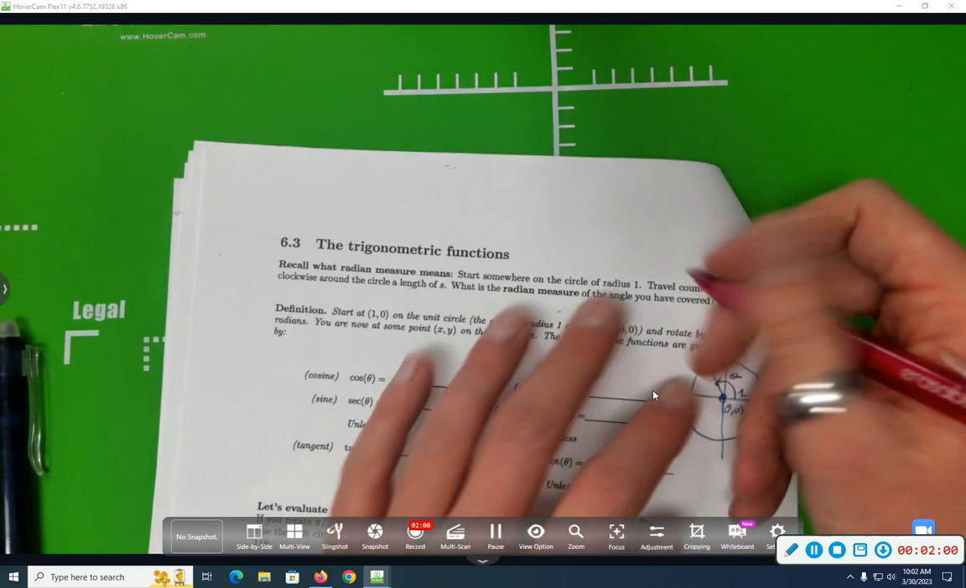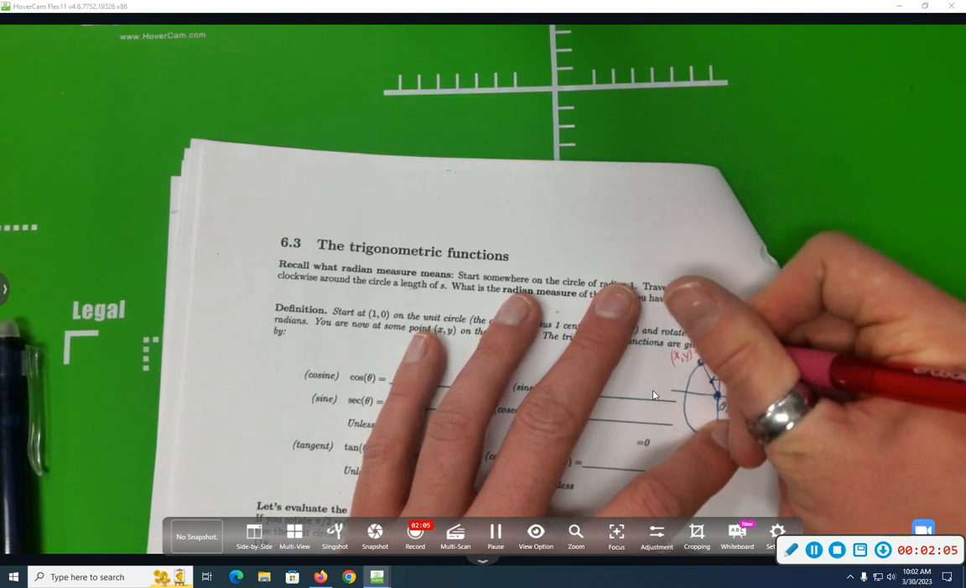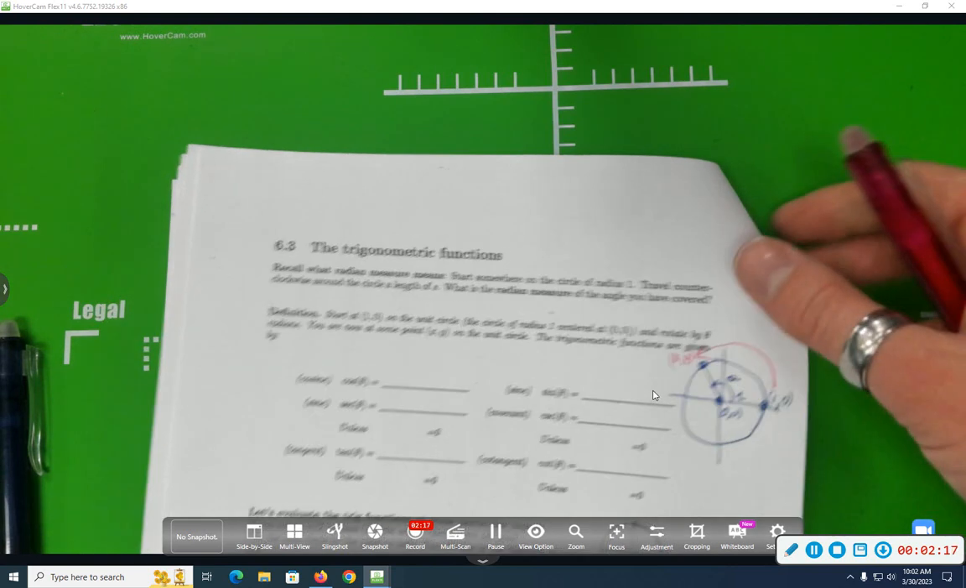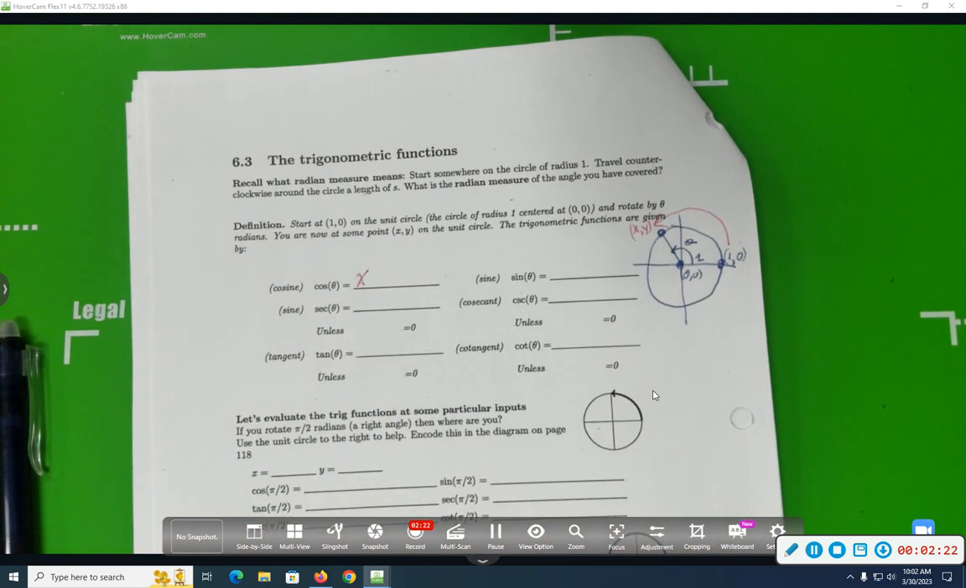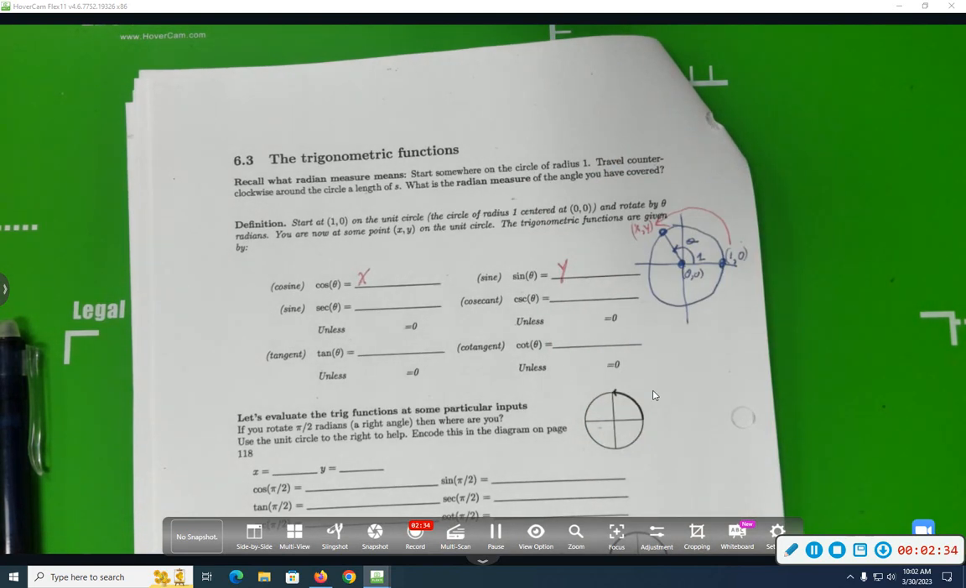You'll land at some point. That point will have some xy coordinates. Let's just give them names for now, x and y. The trig functions just record the point that you land on. Cosine of this angle theta recovers the x coordinate. And I'm going to put this on the board so that it's easy to see after I flip to the next page. The sine of theta records the y coordinate.